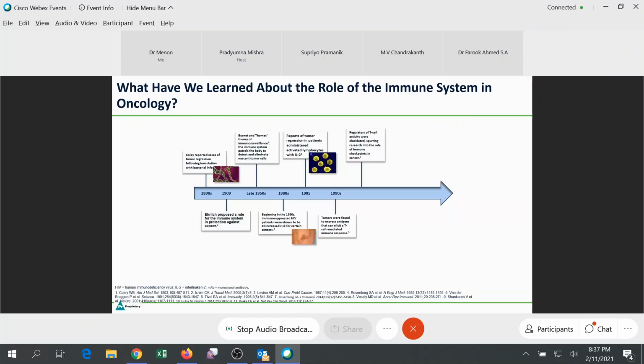So this is how the thought process and the research went on to find out how immune-mediated mechanisms are important in oncogenesis.